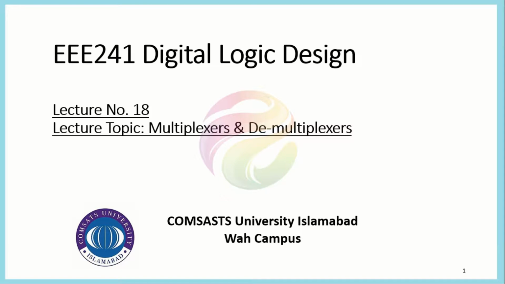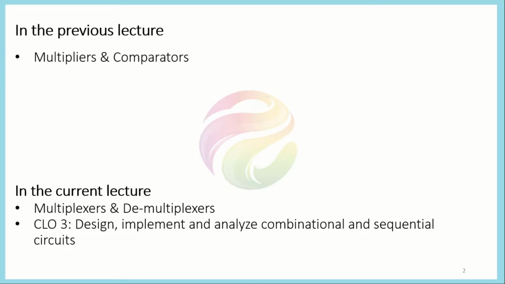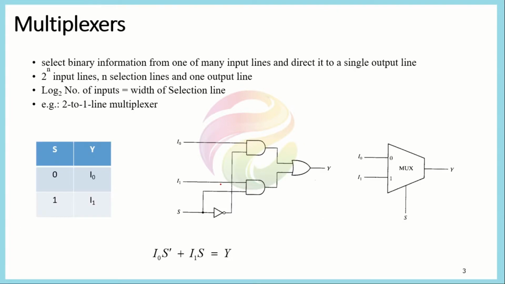In today's lecture, we will be discussing the multiplexers and the demultiplexers. In the previous lecture, we discussed a few combinational circuits, which were the multipliers and the comparators. In the current lecture, we will be discussing a few more combinational circuits, which are known as the multiplexers and the demultiplexers. There are a few combinational circuits which are very commonly used in different digital systems. These are known as the multiplexers, demultiplexers, encoders, and decoders.